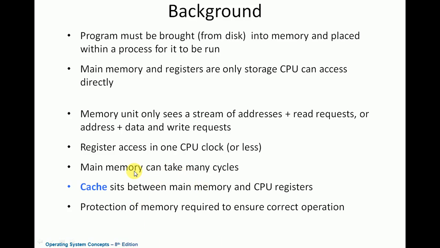To access data from the register, only one CPU clock is sufficient, but to access the instructions or data from the main memory, definitely many CPU cycles are needed. And also we learned that there is another kind of memory that sits between main memory and CPU register, that is called as cache memory. So cache memory is faster as compared to main memory.